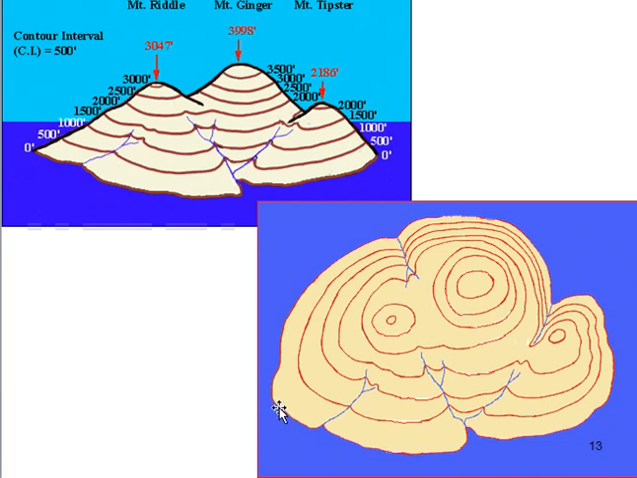And so over this distance, there's fewer contour lines, and the contour lines are farther apart. Here, the contour lines are very close together over a very short distance, which indicates a much steeper slope.